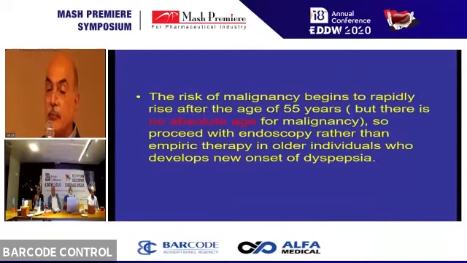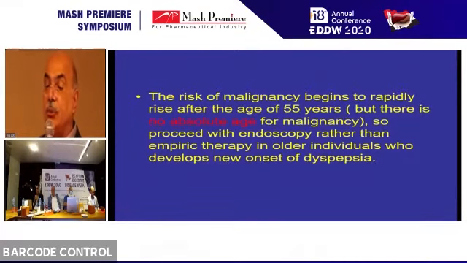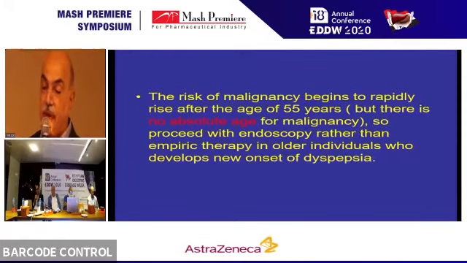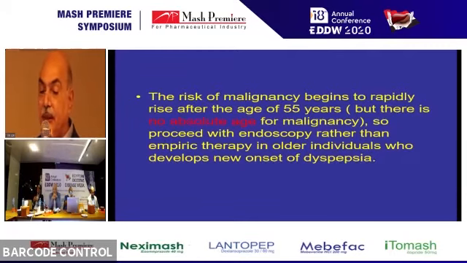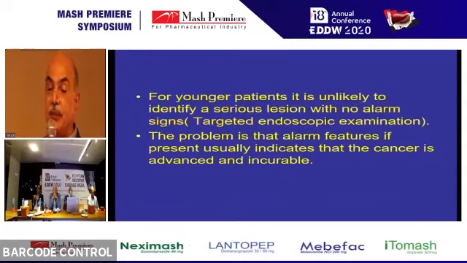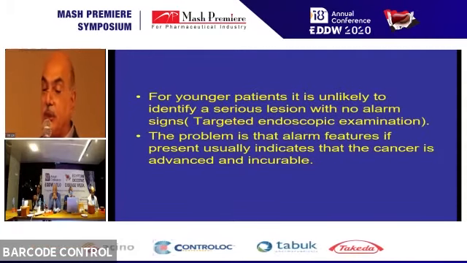So the risk of malignancy begins to rise rapidly after the age of 55 years, keeping in mind that there is no absolute age for malignancy. So proceed with endoscopy rather than empiric therapy in older individuals who develop new onset of dyspepsia. For younger patients, it's unlikely to identify a serious lesion, of course with no alarm signs. So it is targeted endoscopic examination in these young patients.